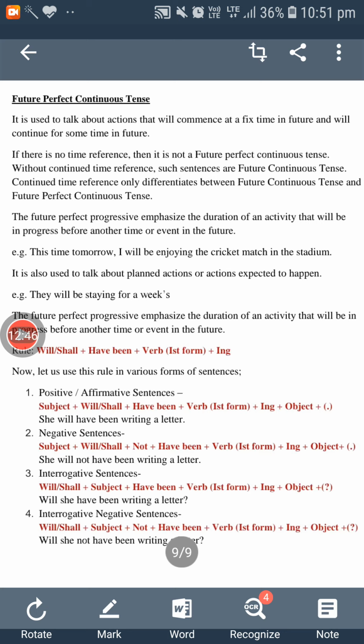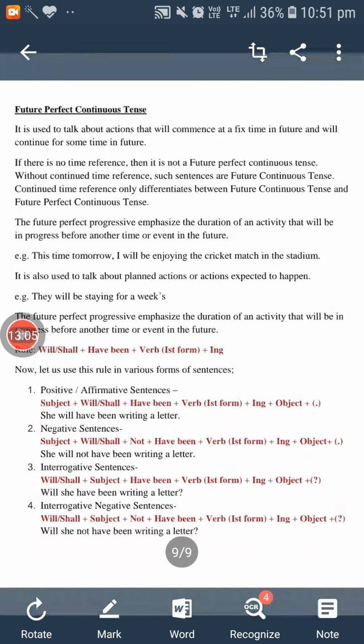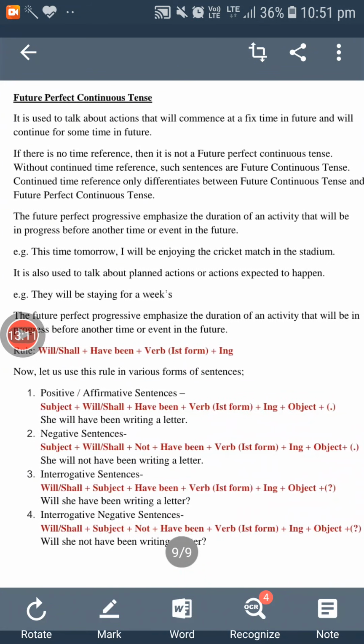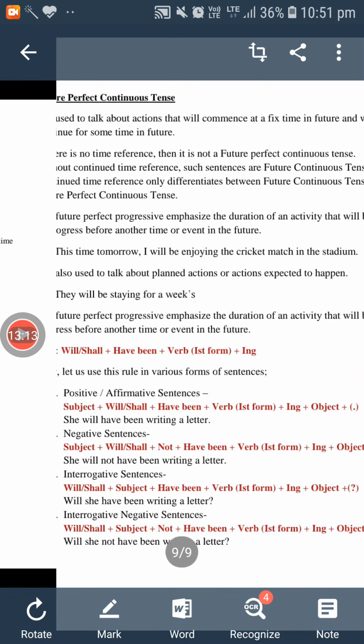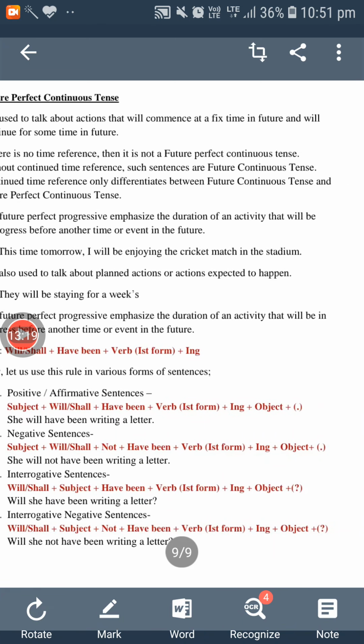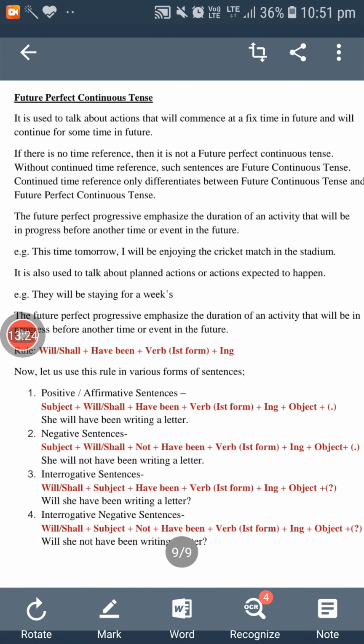Future perfect progressive emphasizes the duration of an activity that will be in progress before another time or event in the future. Example: by this time tomorrow I will be enjoying the cricket match in the stadium. This will be staying for a week. So this is about the future perfect progressive tense. It emphasizes the duration of an activity that will be in progress in the future before another time or event in the future. Will/shall plus have been plus first form of the verb plus ing.